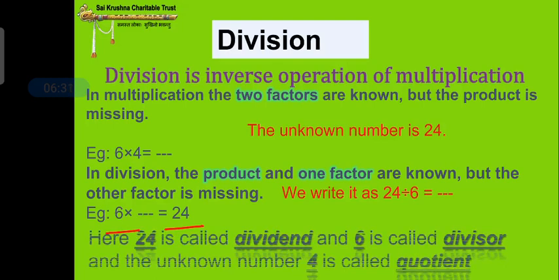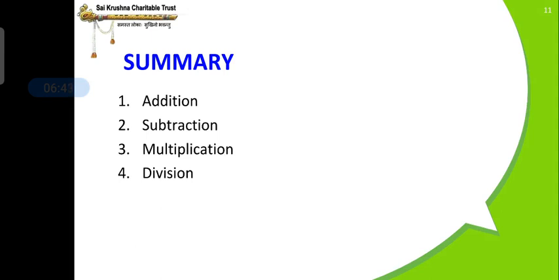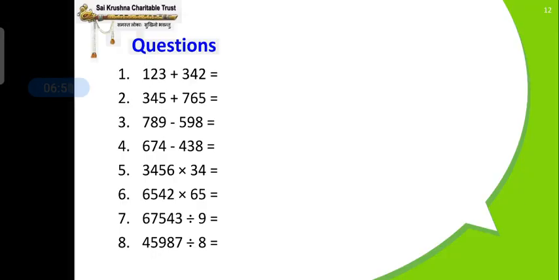Is it clear, children? Here 24 is called the dividend and 6 is called the divisor. And the unknown number 4 is called the quotient. So what did we study in today's class? We have studied about addition, subtraction, multiplication and division.